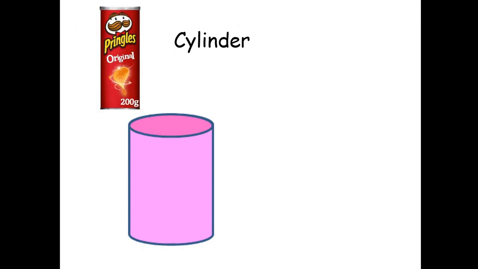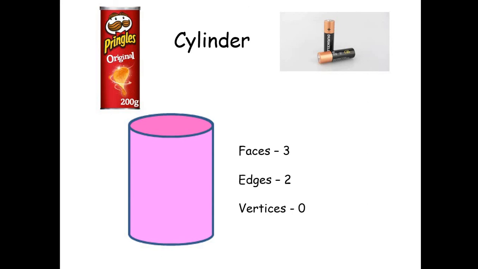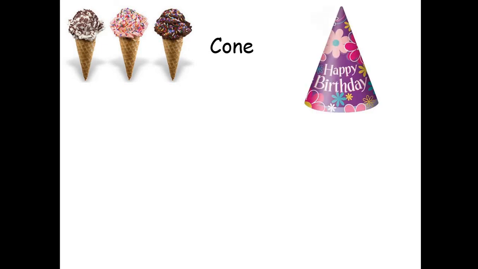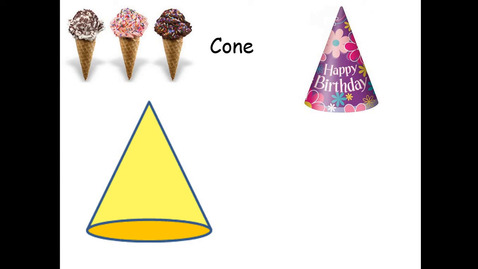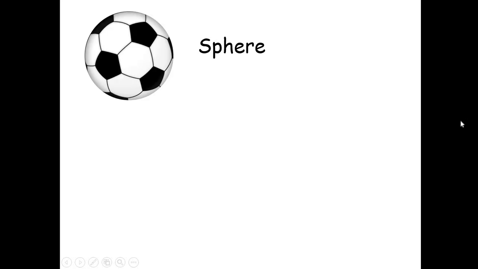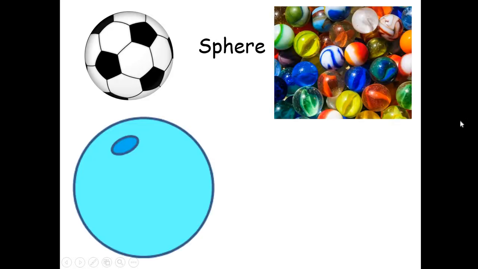A cylinder, like a tube of Pringles or a battery, has 3 faces, 2 edges, and no vertices. Now a cone, like an ice cream cone or a birthday hat, will have 2 faces, 1 edge, and 1 vertex. Now a sphere, like a football or a marble, has 1 face, no edges, and no vertices.